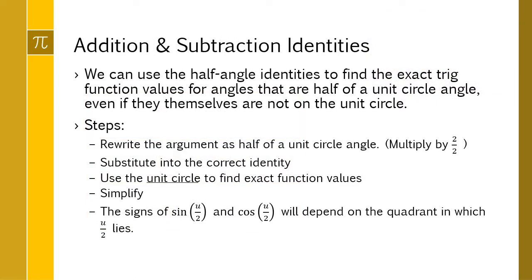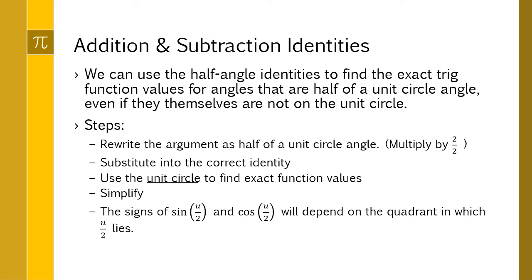So how does this help us? We can use the half angle identities to find the exact trig function values for angles that are a half of a unit circle angle, even if they themselves are not on the unit circle. So a good example would be 22.5 degrees. That's not on the unit circle, but it's half of 45, which is on the unit circle.